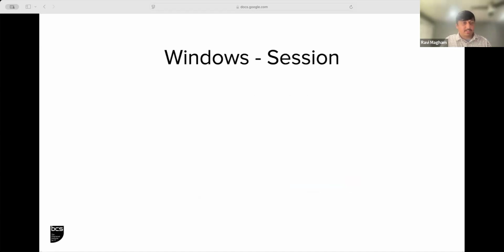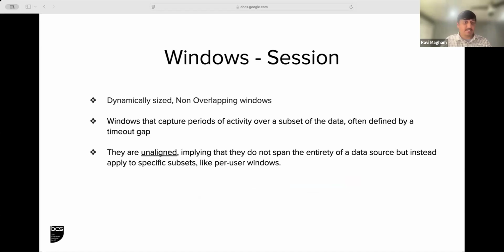The third is the session windows, where these are unaligned. What that means is they are not defined on the entire stream, but rather on a per key basis. So we could have a session where, for every user who was logged in until they have logged out of my system, I would want to track all the changes that they're doing, and this is where a window is going to be created the first time.